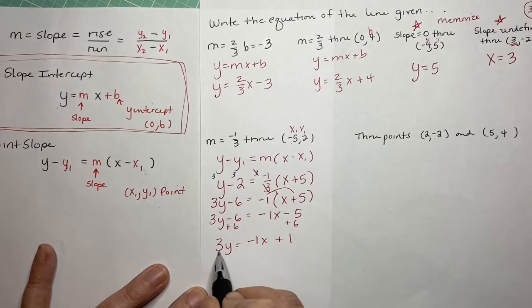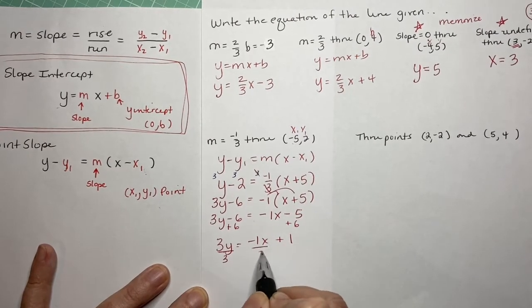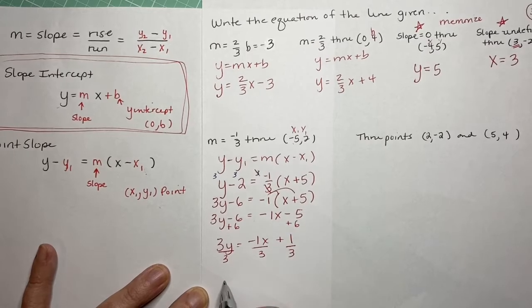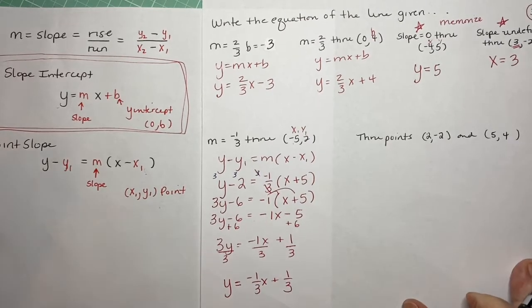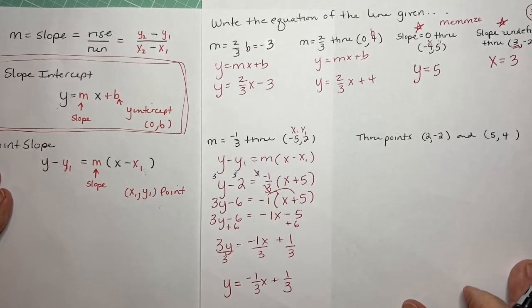And then the last step is divide by the number in front, so I have to do it to everything. So the final answer here is y equals -1/3 x plus 1/3. You just leave it like a fraction.